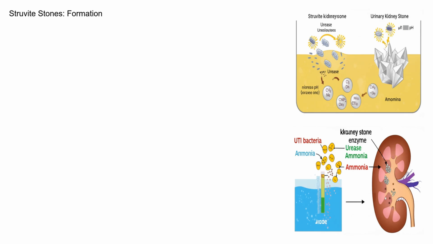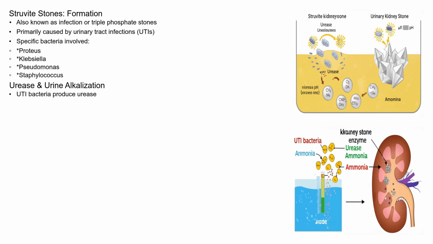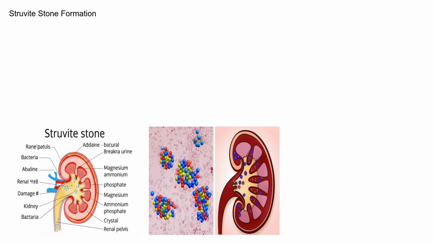Struvite stones, also known as infection stones or triple phosphate stones, are primarily caused by urinary tract infections with specific types of bacteria. These bacteria, such as Proteus, Klebsiella, Pseudomonas, and Staphylococcus species, produce an enzyme called urease. Urease breaks down urea, a normal component of urine, into ammonia and carbon dioxide. This process significantly increases the pH of the urine, making it more alkaline. The alkaline environment created by the bacterial breakdown of urea is the key to Struvite stone formation.